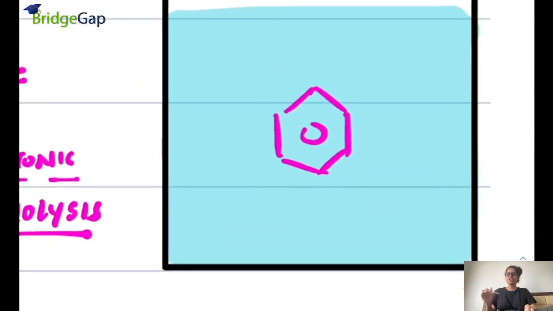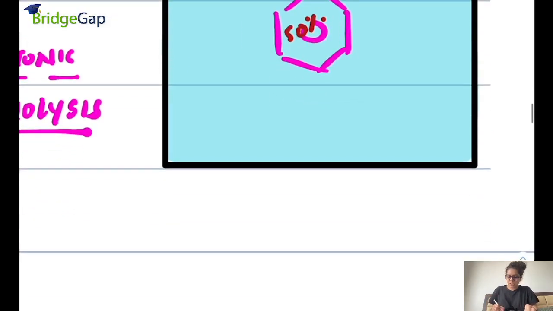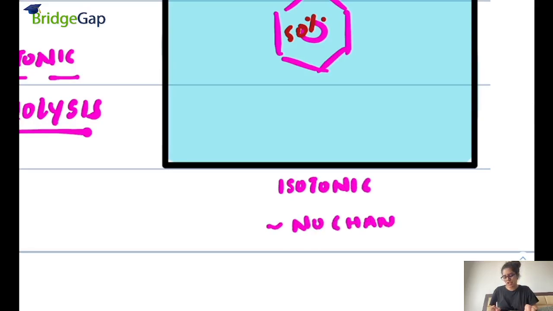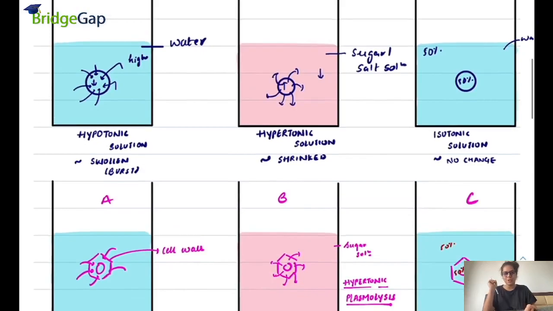In the C situation, again the same thing I'm putting forward. 50% over here, 50% over here. Any change? No change. You know that. So in this situation, this type of solution is isotonic solution. And here, no change as such can be seen. Clear? So this completes the concept of osmosis.